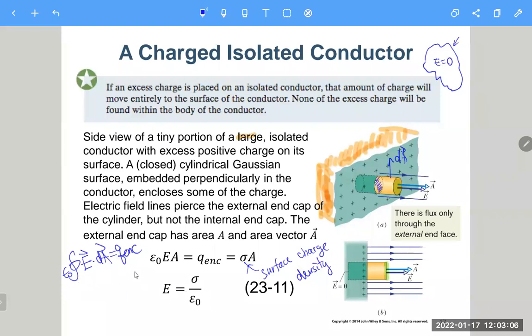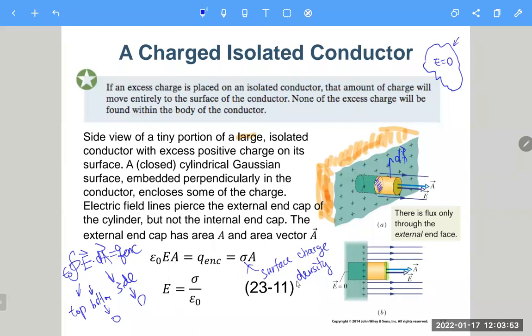So it includes the top, the bottom, and the side. We know the bottom should be 0, the side should be 0. For the top, it is E times A, since E is uniform. So altogether we have epsilon naught E A equals sigma A. So finally, we can cancel A, so how large the cylinder is is not relevant to the answer. The answer is E equals sigma over epsilon naught.